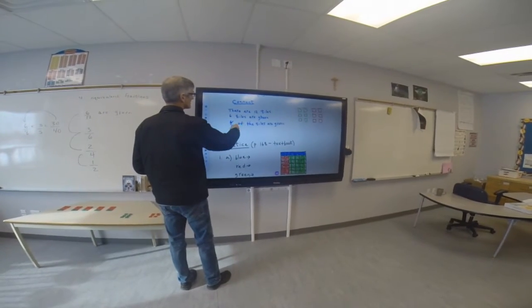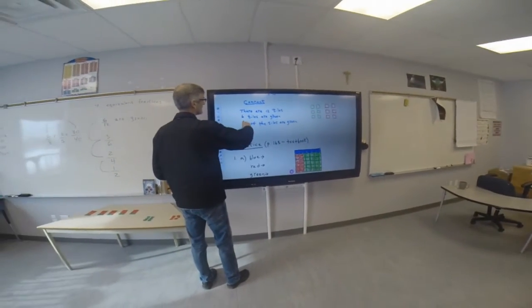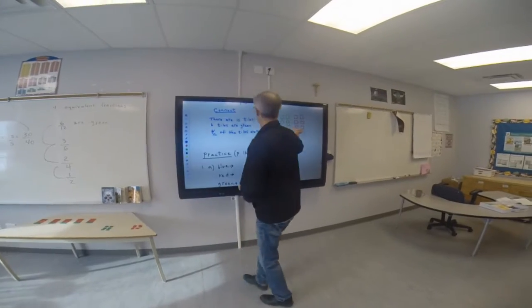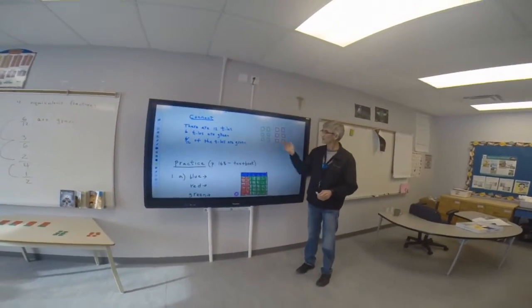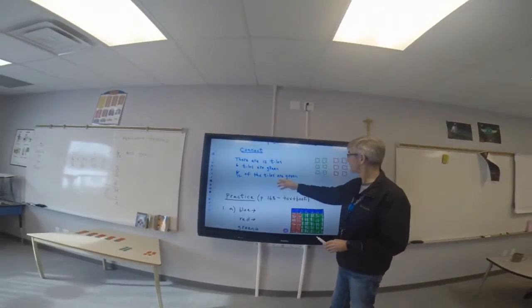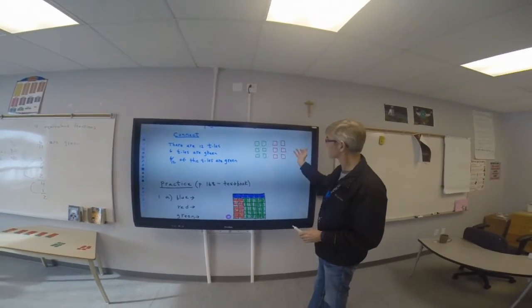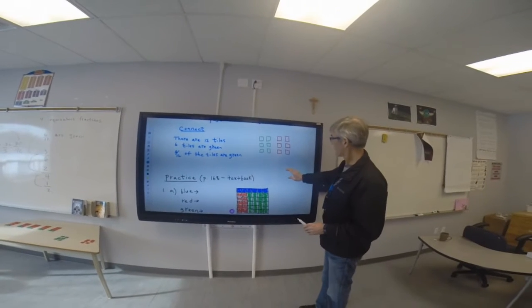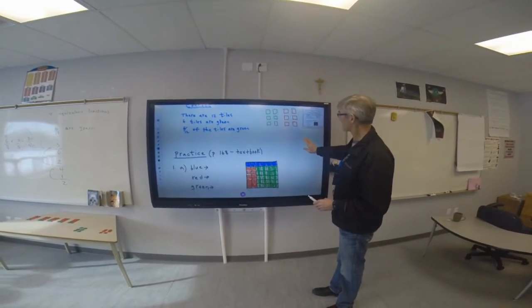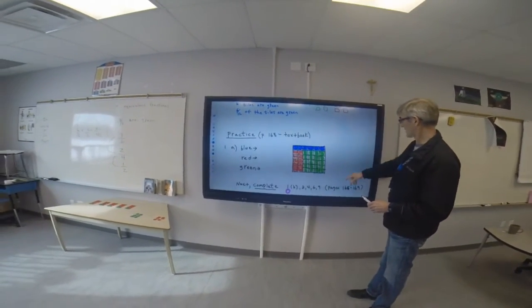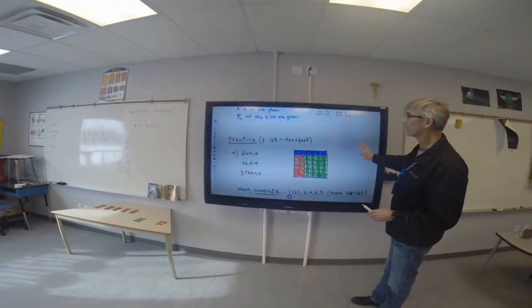And what you can see there is just what we did already. 12 tiles all together. Over here, 6 of them are green. So 6 over 12 of the tiles are green. You could also say 6 over 12 of the tiles are red. So I'm going to do one practice with you, and I will assign you some work down here as well.